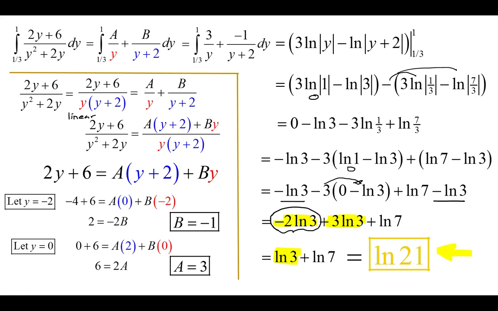It would have been nice if it was 2y plus 2 to begin with, but it being 2y plus 6 made it so we had to use partial fractions. If it was 2y plus 2, we could have done just a u sub. But 2y plus 2 is close to 2y plus 6. We could break it up and be 2y plus 2, then plus a 4. But then even with that 4, we'd have to use partial fractions. So this is the way to go with this question.